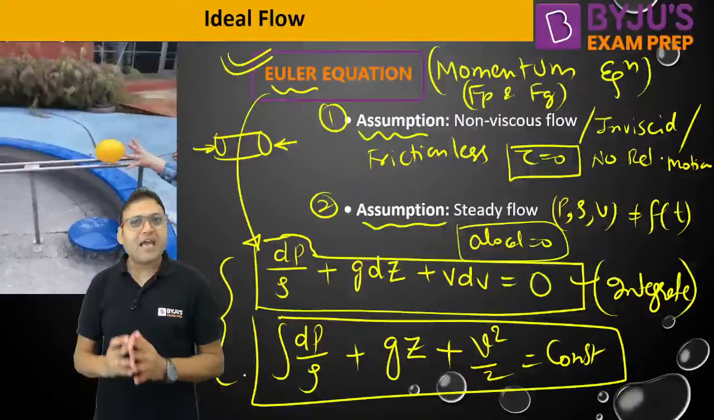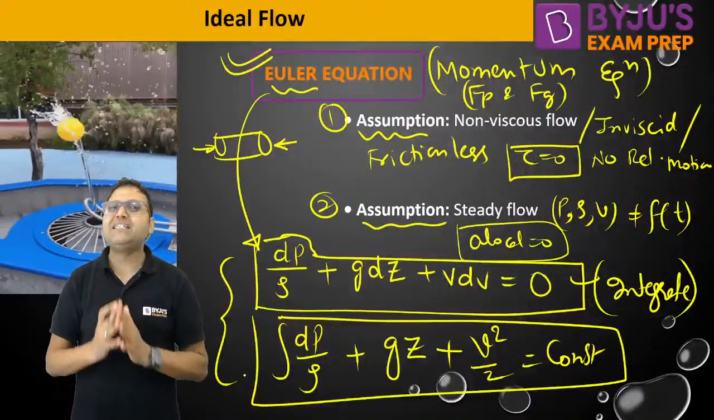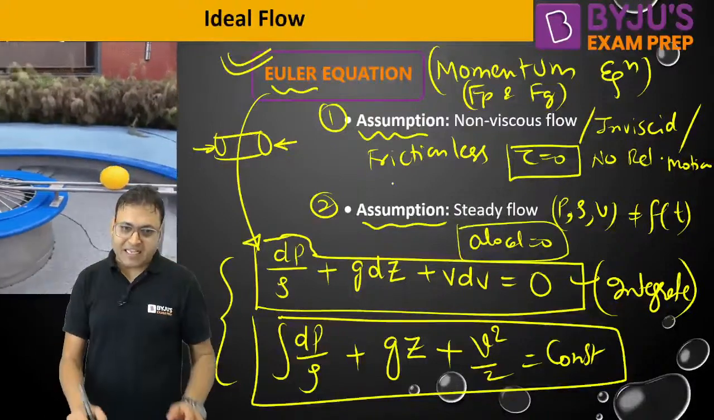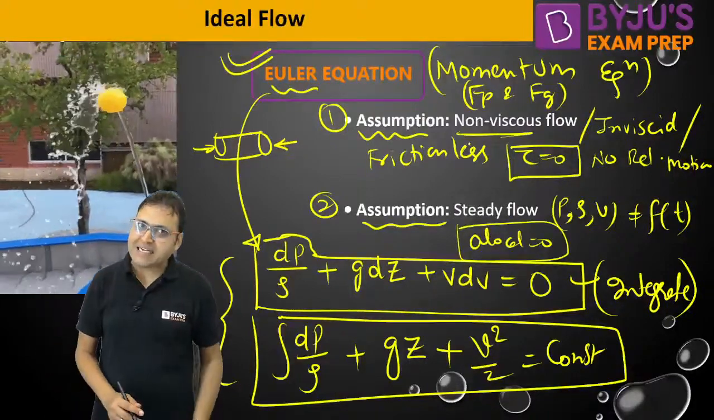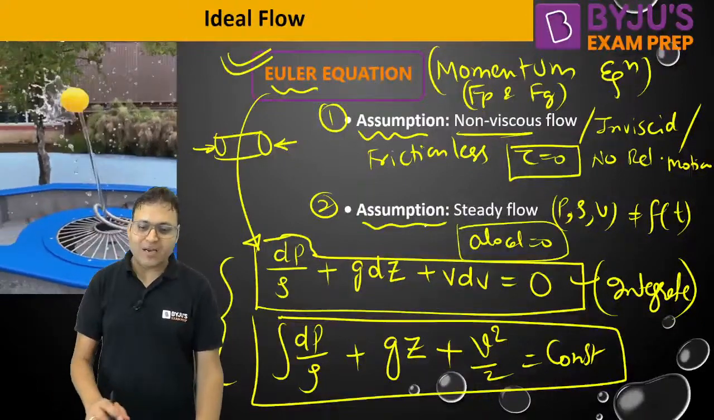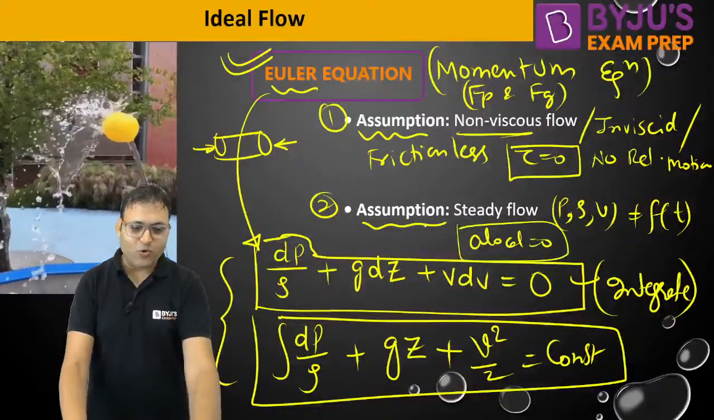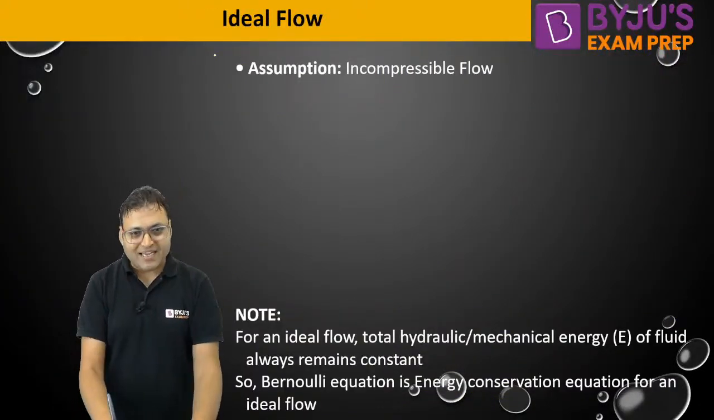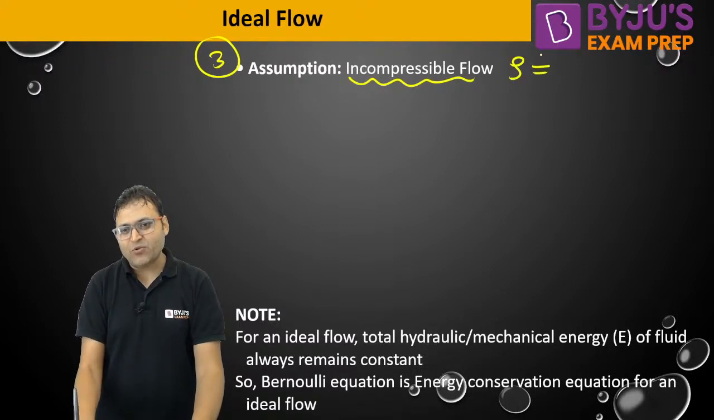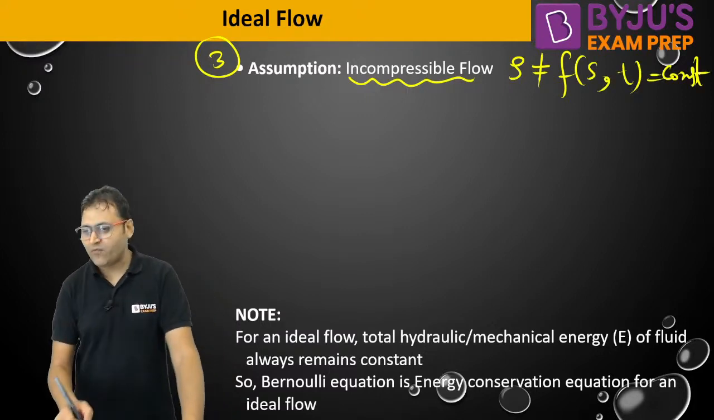Now, if we add one more assumption to it, listen very carefully. If we consider the flow to be non-viscous, if we consider the flow to be steady, and if we add one more assumption to the flow, that is incompressible flow. What is the meaning of incompressible flow? Density neither changes with space nor with time. Density remains constant throughout the flow.